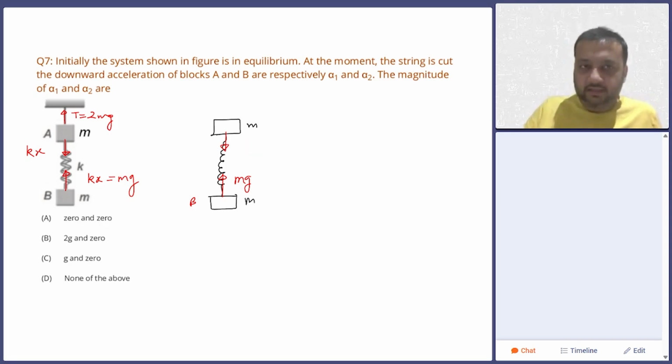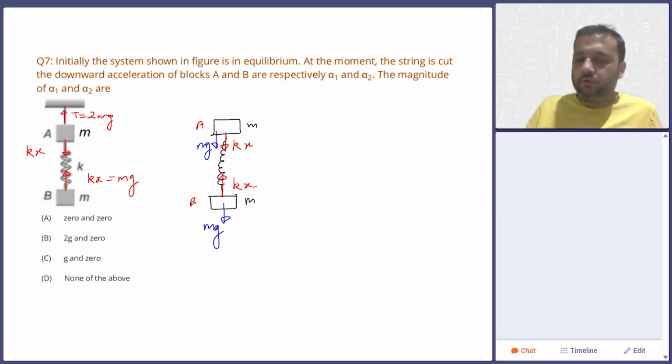So let me write kx here only. This is the kx which is acting in the upward direction on block B, and kx acting on block A in the downward direction. Apart from this, there is one more force acting on A, which is gravity, and that is equal to mg. Similarly, on B also there is one more force acting, which is mg. Okay, so what do you understand from here?